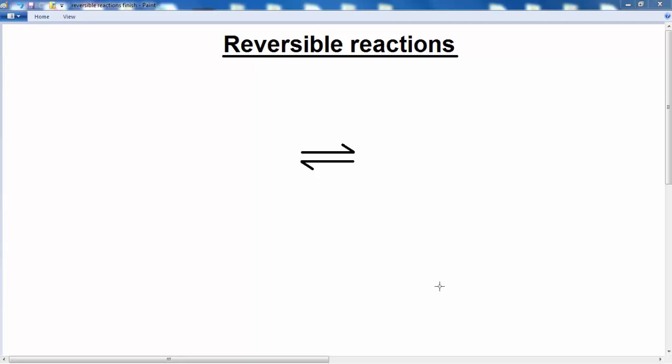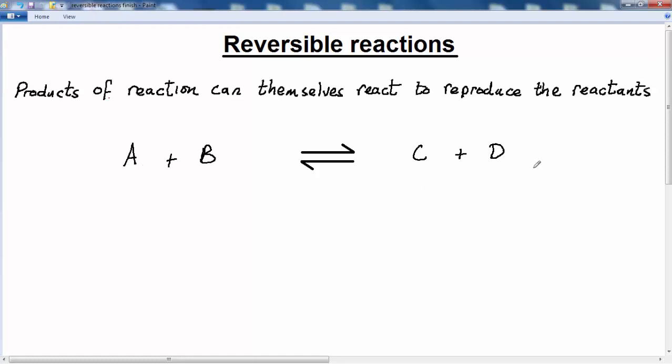So for example, let's say we've got two substances reacting, A and B, and they react to form new substances C and D. In a reversible reaction, what can then happen is that the products of the reaction, in this case C and D, can then react with themselves to reform the reactants A and B. So let's just make a quick note of that. The products of the reaction react with themselves to reform the reactants.